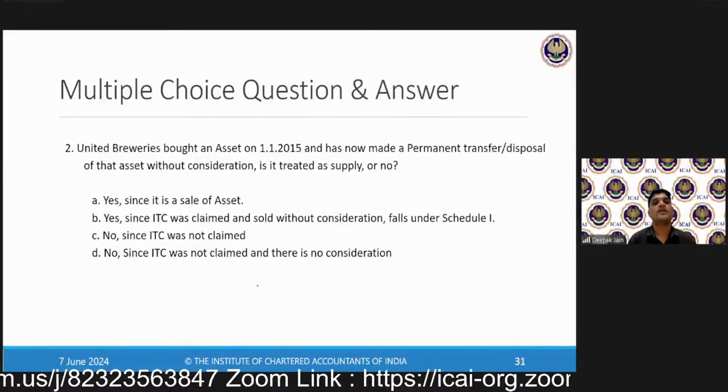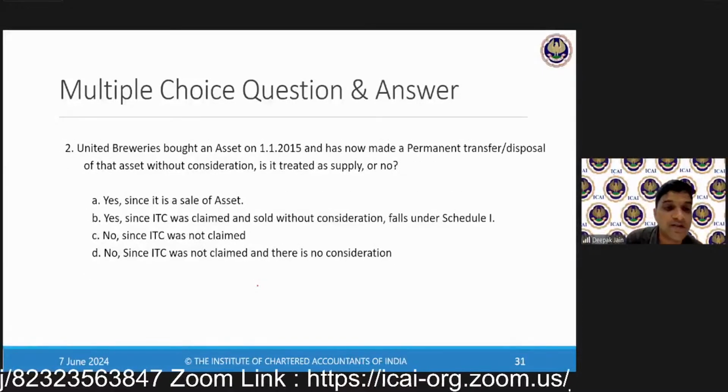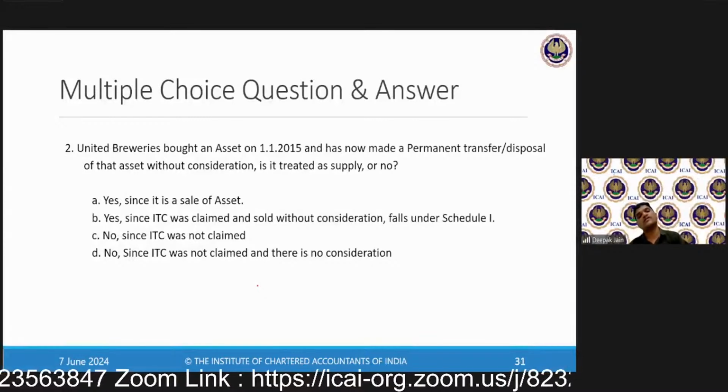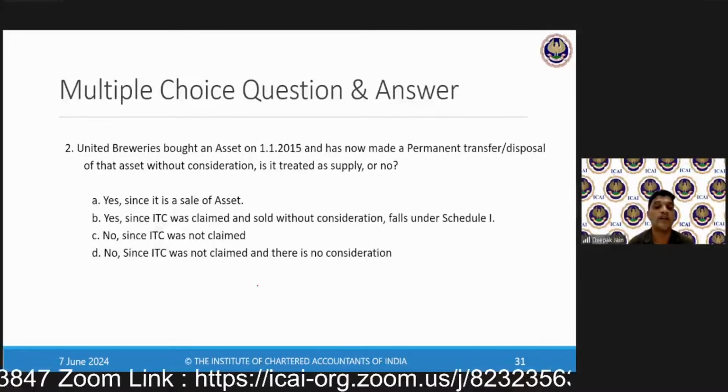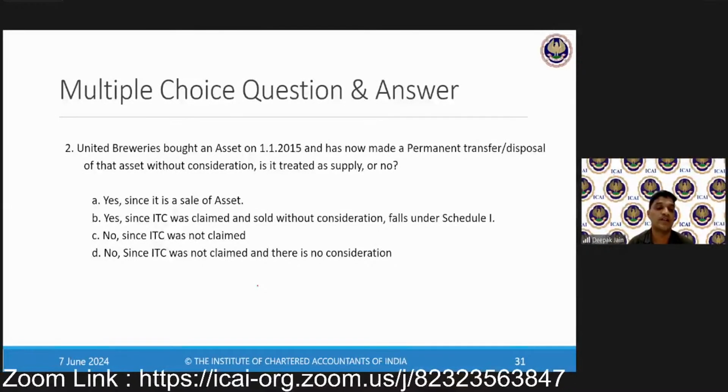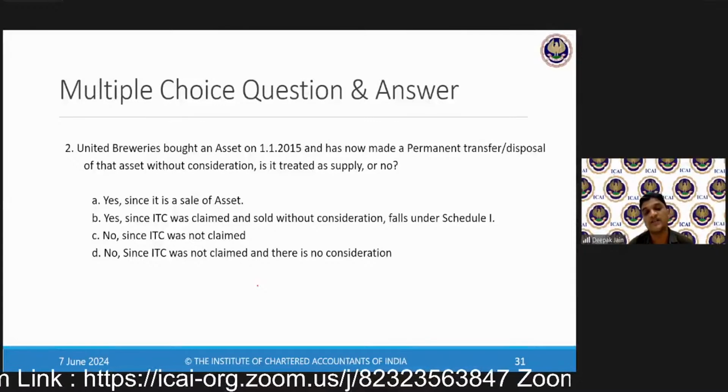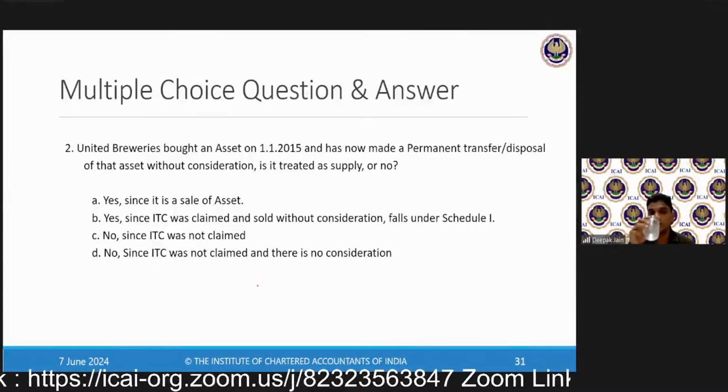Second question. United Breweries bought an asset on 1st January 2015 and has now made a permanent transfer or disposal of that asset without consideration. Is it treated as supply or no?